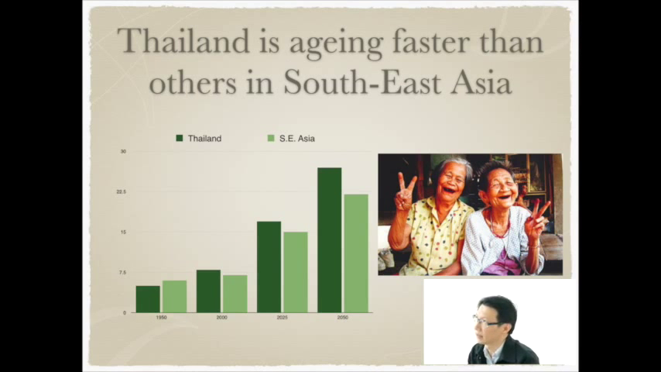So Thailand is aging faster than other countries in Southeast Asia, and you can see that the aging population of Southeast Asia is around 22.5, while in Thailand we have aging around 25.